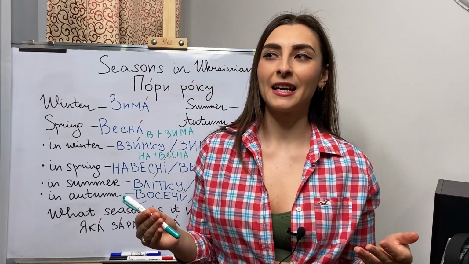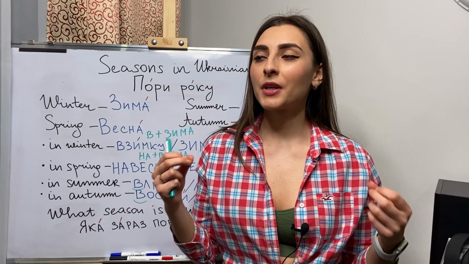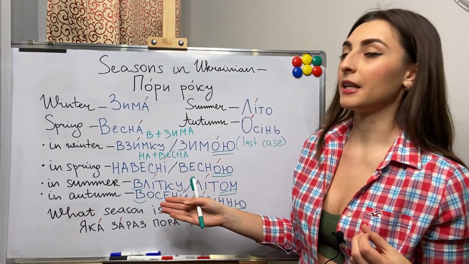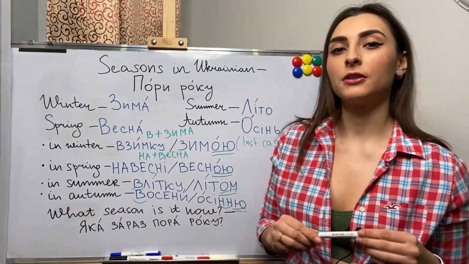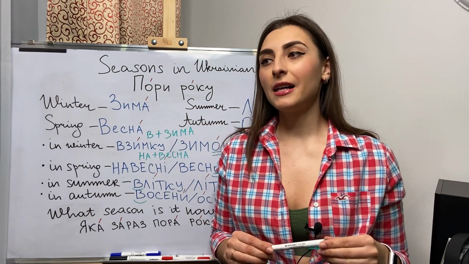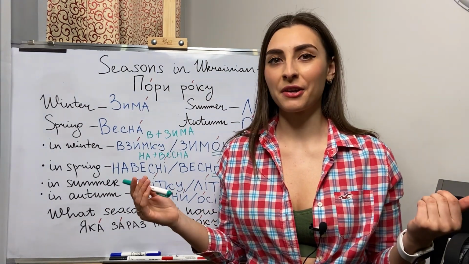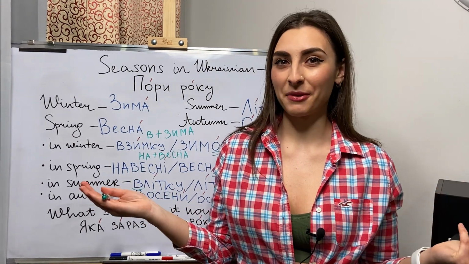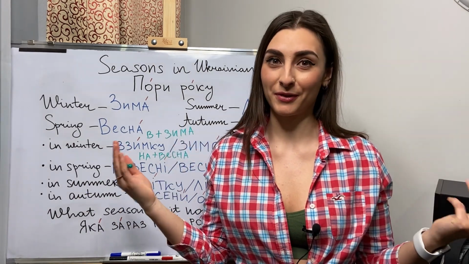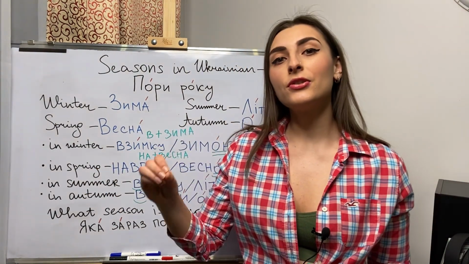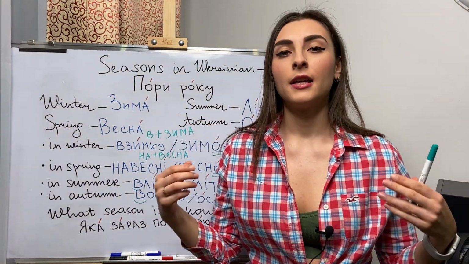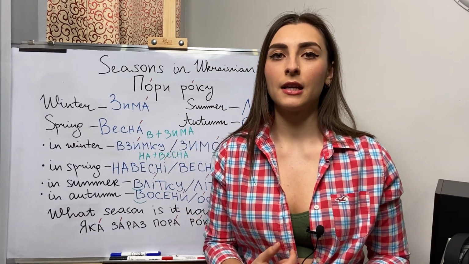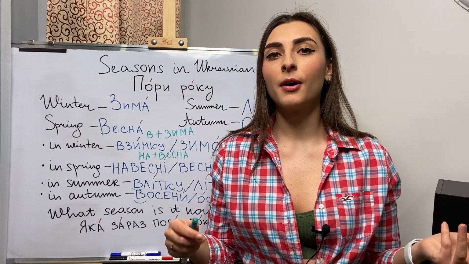How do Ukrainians usually say? Ukrainians usually say, and it is more common for the Ukrainian language, взимку, навесні, влітку, восени, the first variant. The second one is also correct. In Ukrainian you can use it, but it sounds more like Russian, and we don't want to have anything in common with the Russian language. So we tend to use the words, expressions and variations that came originally from the Ukrainian language.